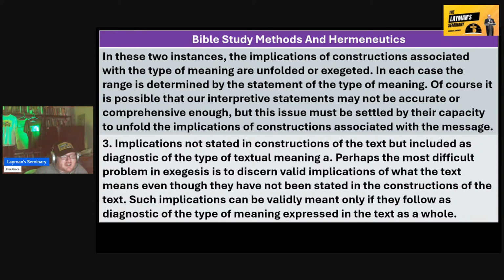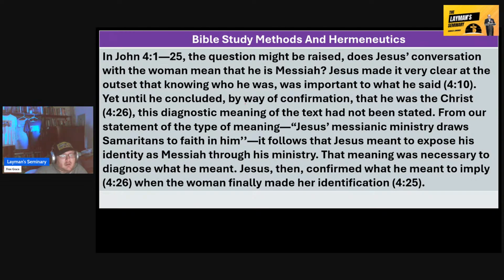3. Implications not stated in constructions of the text, but included as diagnostic of the type of text or meaning. A. Perhaps the most difficult problem in exegesis is to discern valid implications of what the text means, even though they have not been stated in the constructions of the text. Such implications can be validly meant only if they follow as a diagnostic of the type of meaning expressed in the text as a whole. In John 4, the question might be raised, does Jesus' conversation with the woman mean that he's the Messiah?